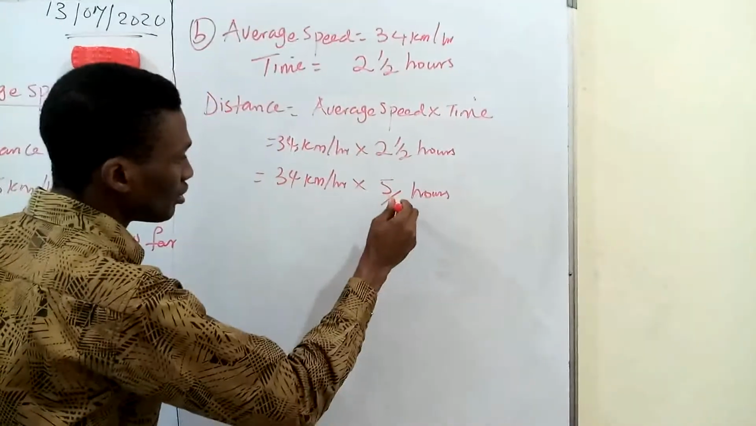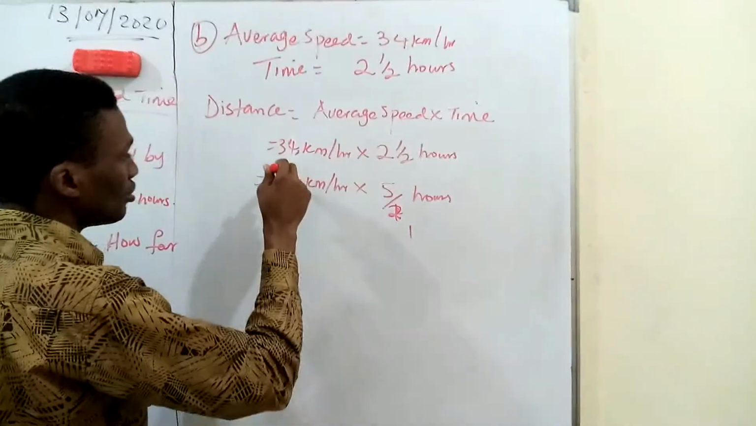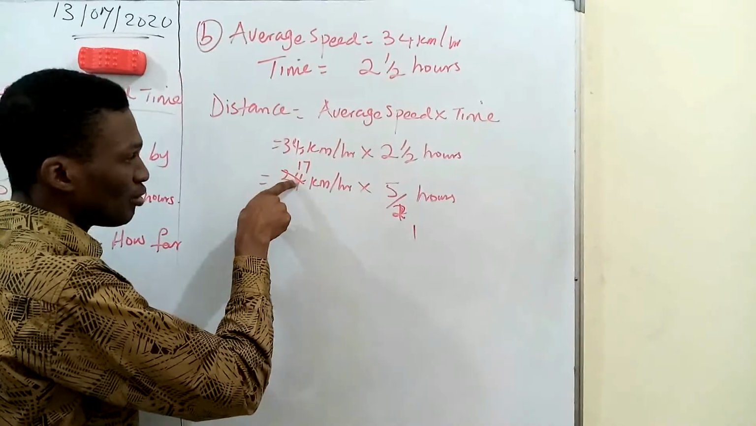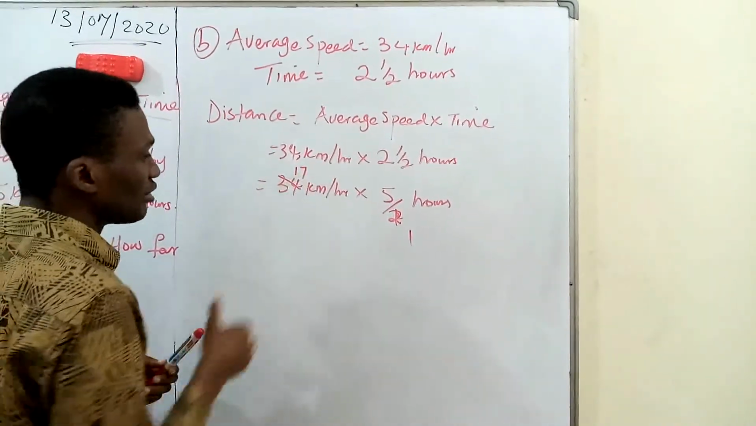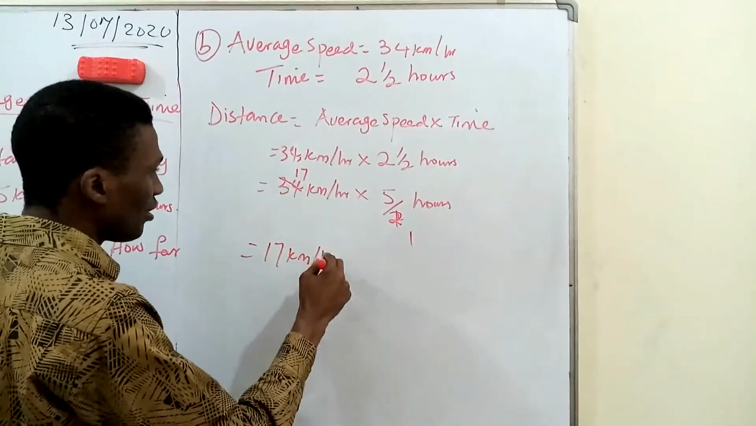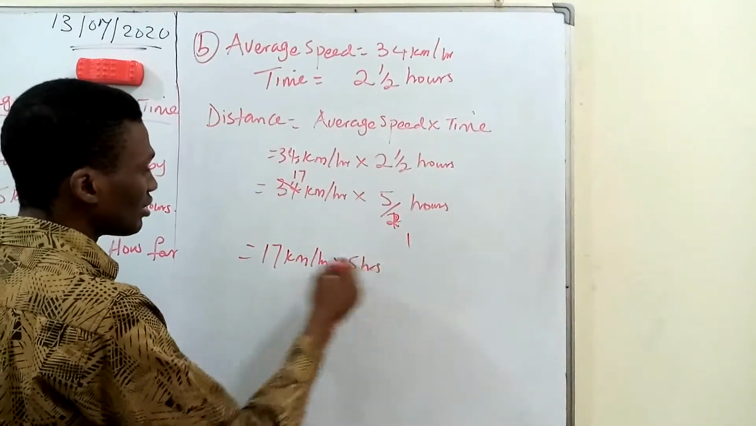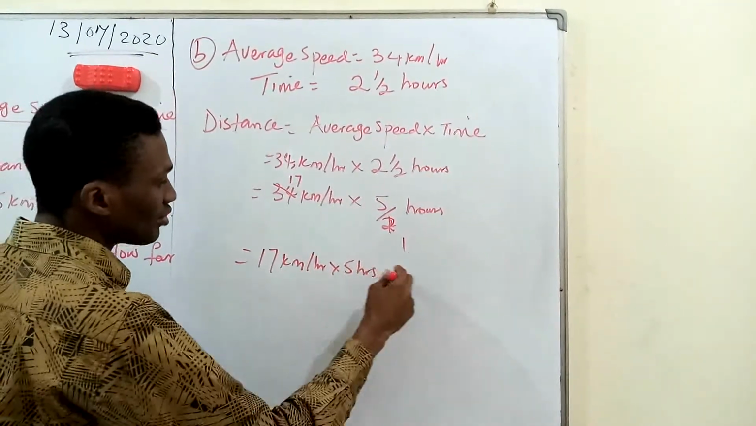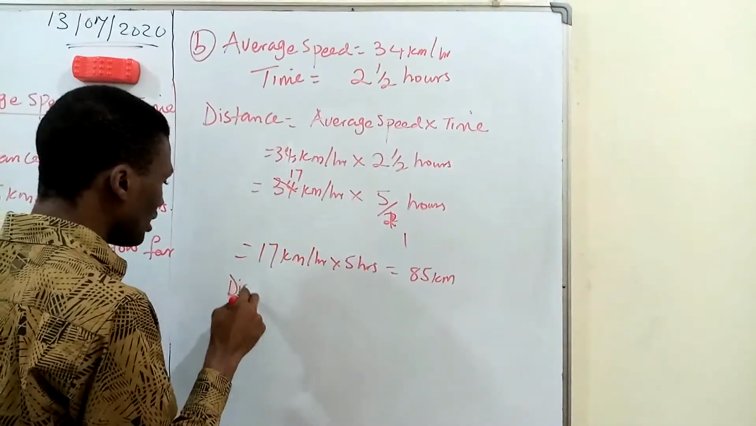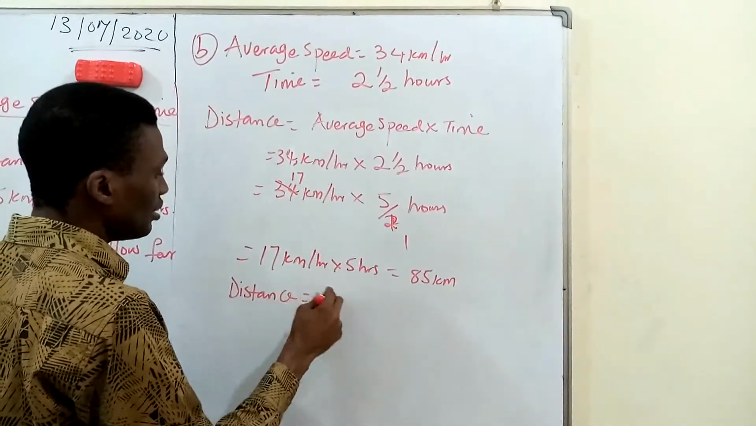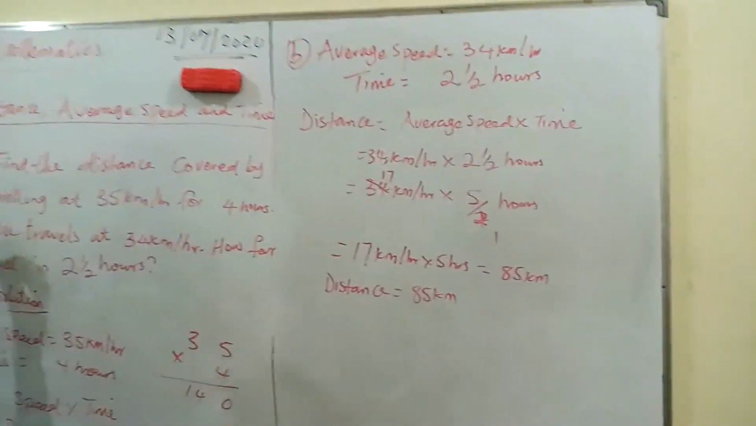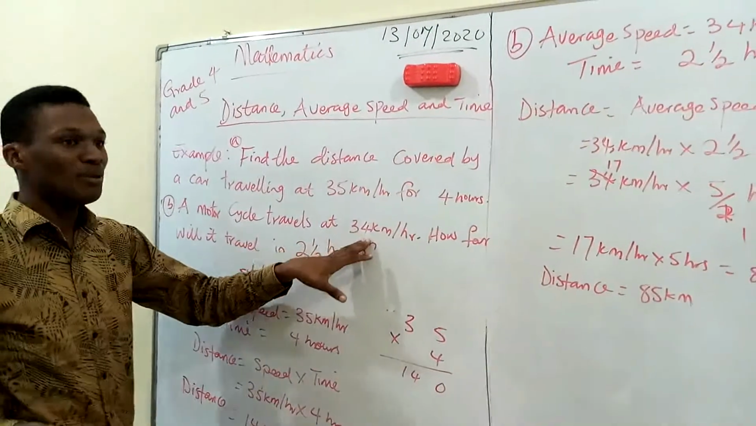At this point, 2 into 2 is 1. 2 into 34 we have 17. 2 into 3 is 1, remainder 1, here becomes 14, and 2 into 14 we have 7. So what we have left is 17 kilometers per hour times 5 hours. 17 times 5 gives us 85 kilometers. So our distance is 85 kilometers.